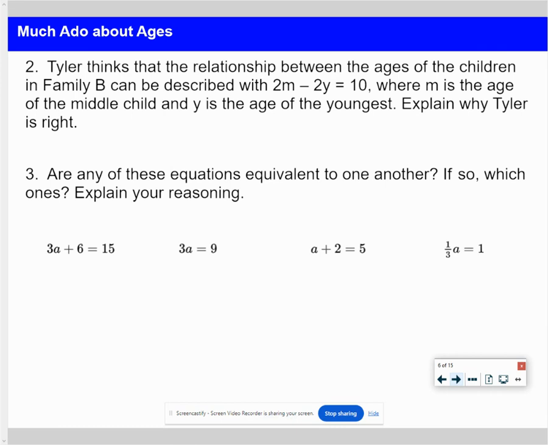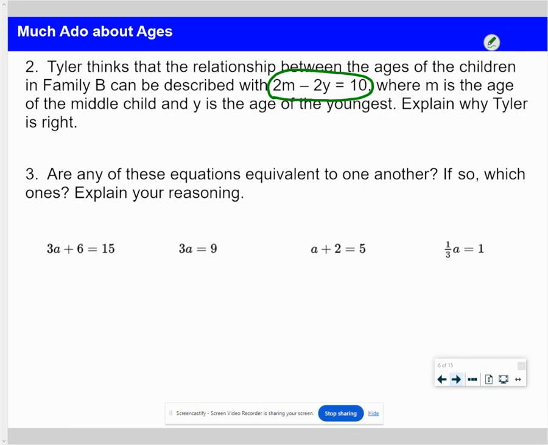Okay, so Tyler thinks that the relationship between the ages of the children in family B could be written as 2m minus 2y equals 10. So m is the middle child, y is the youngest child. That's how we had that. It says that he's right, and I want to know why that's okay. If I've got this equation right here, take a second and try to figure out what Tyler did to one of our original equations to get this equation. Where would that have come from?